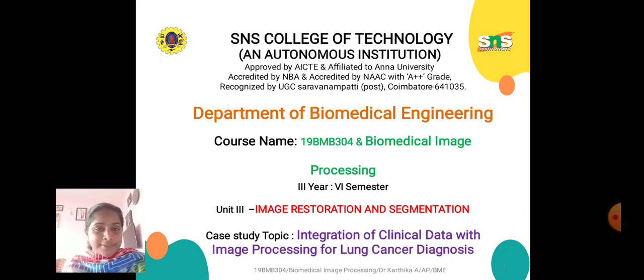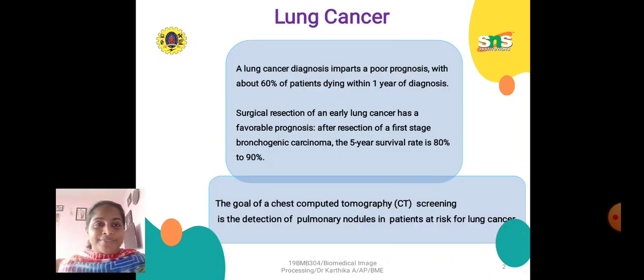Today we are going to discuss a case study on the integration of clinical data with image processing for lung cancer diagnosis. Here I have taken some real-time examples of how image processing techniques help to integrate the clinical data for lung cancer diagnosis. Okay, let's move on to the topic first.